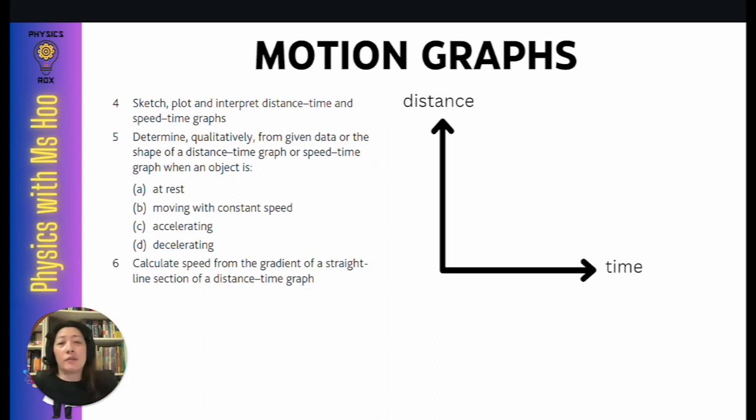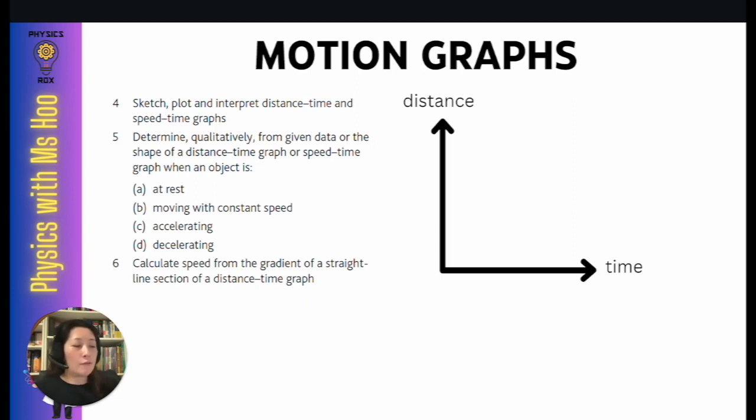Generally, you need to be able to sketch, plot, and interpret distance time and speed time graphs, as well as determine qualitatively from the data or the shape of the distance time or speed time graphs when the object is at rest, moving with constant speed, accelerating or decelerating. If you were given a distance time graph, you need to be able to calculate the speed.